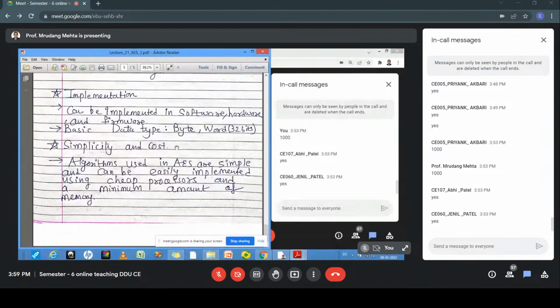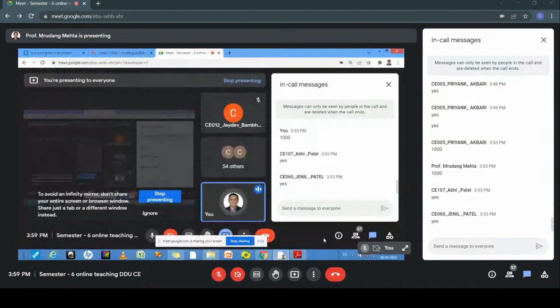So cheap processor means you don't need high-end processors. You require comparatively less costly microchips, that is, with the help of semiconductor technology. All right, so this ends our discussion about AES.